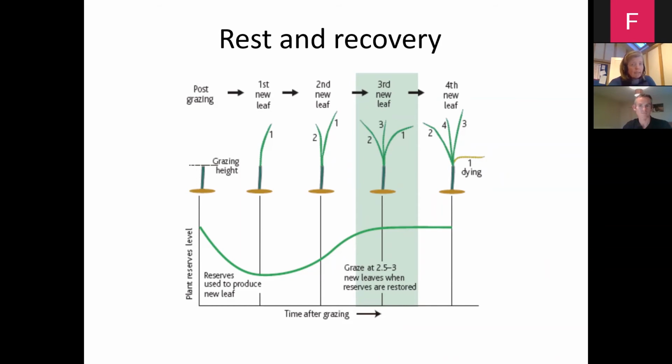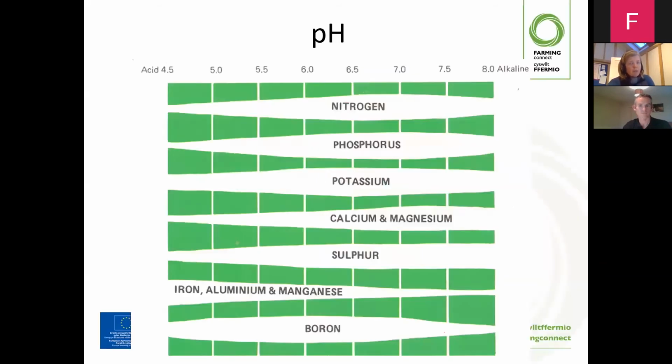What we're really interested in with rotational systems is going from the third leaf stage, where it's optimum, back to the first leaf stage, giving it some rest and recovery, and off it goes again. That's why we see increased growth rates in rotational grazing systems. The other thing to think about is making sure your nutrients are right. pH is fundamental in making sure that nutrients are more available.